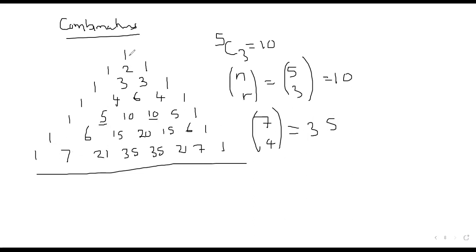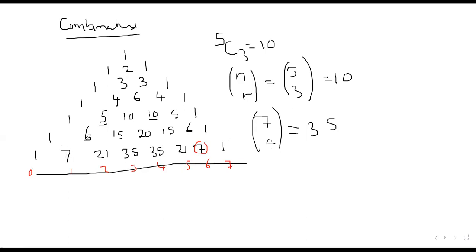7 combination 0 is 1. So this is 0, 1, 2, 3, 4. So a number combination 0 you can see is 1. A number combination itself is 1. So 7 combination 0, 7 combination 1, 7 combination 2, 7 combination 3, 7 combination 4, 7 combination 5, 7 combination 6, 7 combination 7. So a number combination itself is 1. The second last number is itself. So 7 combination 6 is 7. 7 combination 1 is 7. So anything combination 1 is itself.